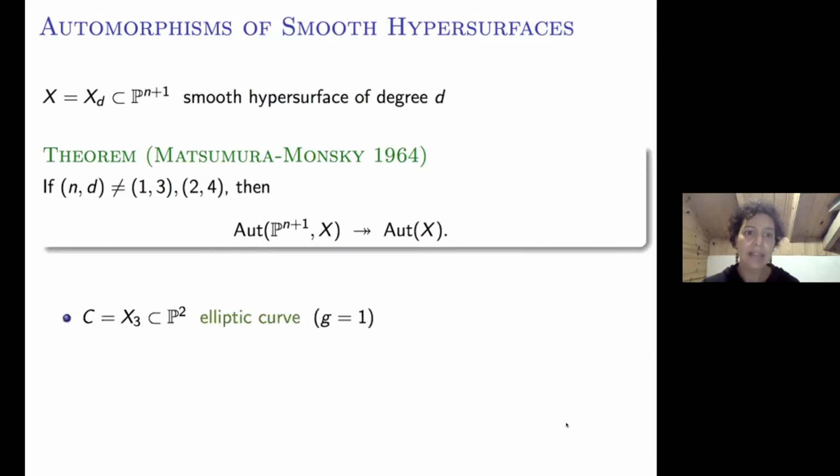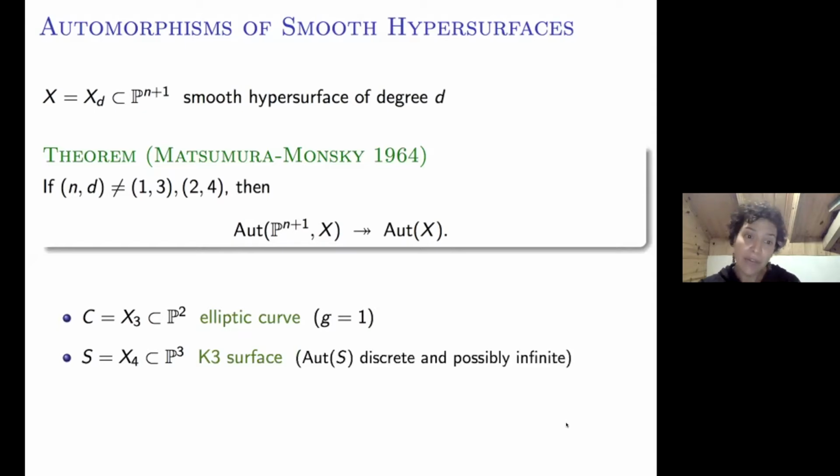These cases are when D equals 3 and N equals 1. That is exactly an elliptic curve, genus 1. And the case of N equals 2 and D equals 4. In this case, X is what we call a K3 surface, a quartic surface in P3. So except in these two cases, the automorphism group of X is just induced by linear automorphisms of the ambient space.